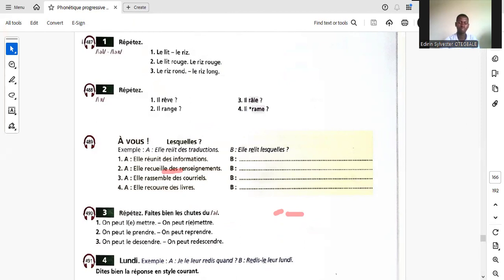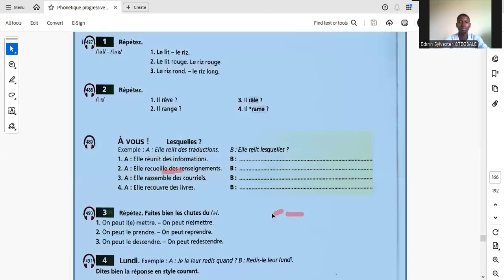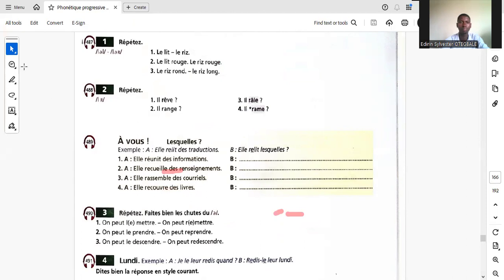Leçon 44. Lis, ris. Exercice 1. 1. Le lit, le riz. 2. Le lit rouge, le riz rouge. 3. Le riz rond, le riz long, le riz lent. Ici, le lit, le riz. Le lit rouge, le riz rouge. Le riz rond, le riz long.